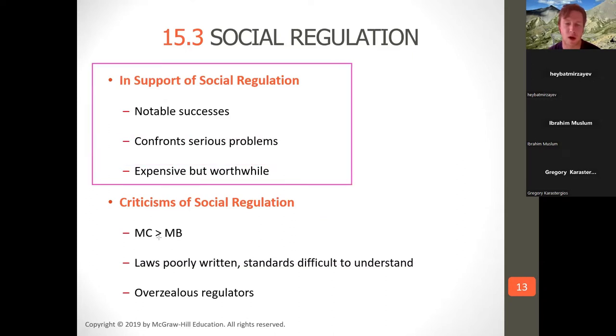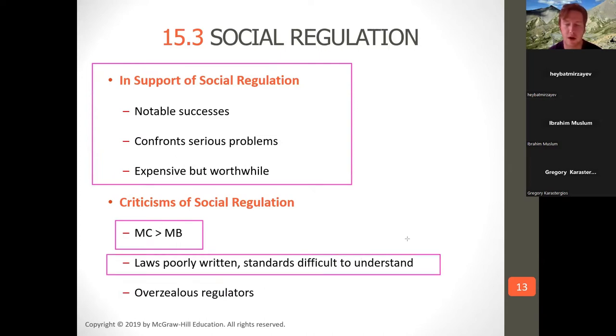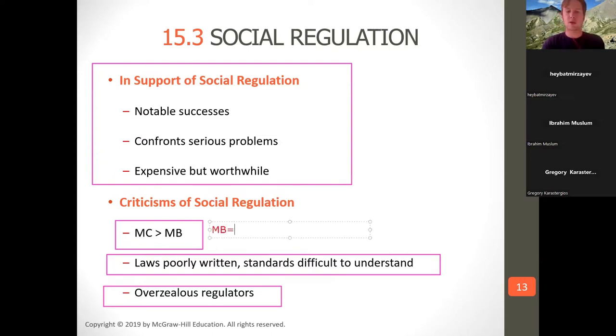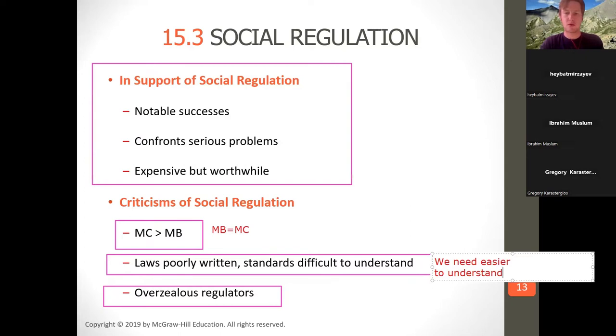It's expensive but worthwhile. The problem with social regulation is the marginal cost is usually greater than marginal benefit, which is not what we want. We want them to be equal. And then laws are poorly written and standards are hard to understand. And then there's too much regulation. Too much regulation is not good. Too little regulation is not good. So we need MB to equal MC. We need easier to understand laws.